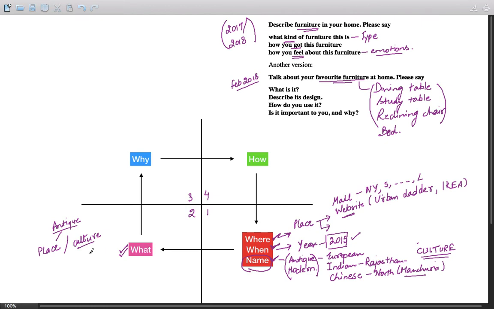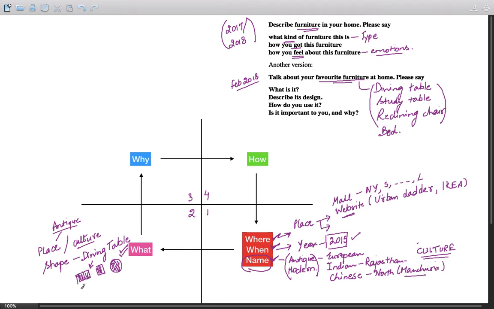Okay, and you can mention the shape of the furniture. What exactly is its shape? For instance, if it's a dining table, it may have various shapes. It may have a rectangular shape or a square shape, or even it can be circular. That entirely depends upon your perception, how you want to present.